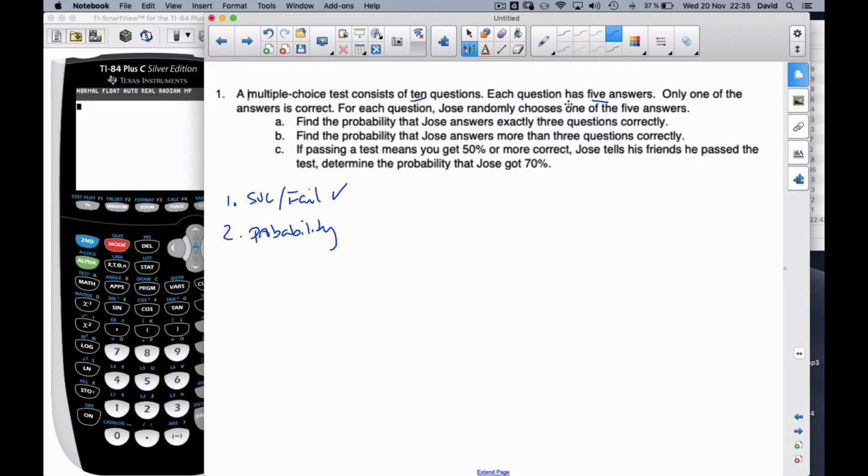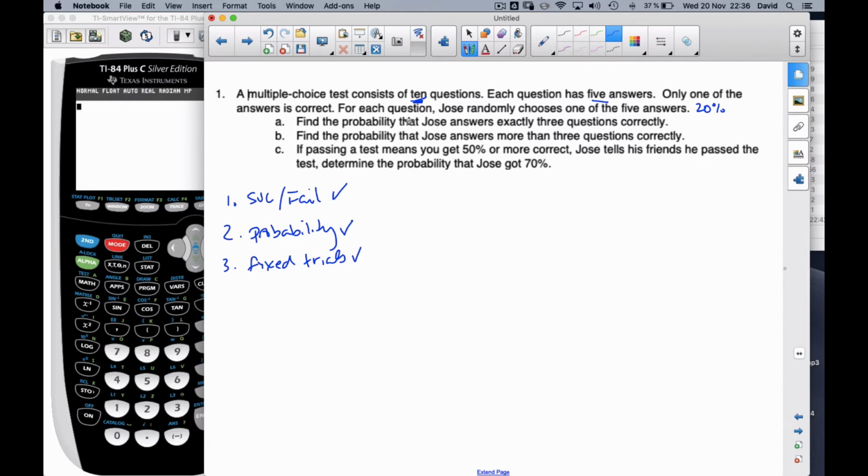Well, if he's randomly choosing one of 5, which is 20%, it doesn't matter which one he does, so it is independent and the probability stays the same. So that's good. And then finally, is there a fixed number of trials? Well, there are 10 questions in total, and so that's how many trials there are. There's 10 in total, and so we are set there. So all the conditions are met.